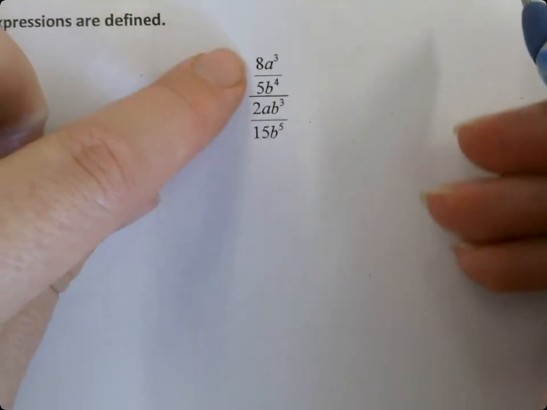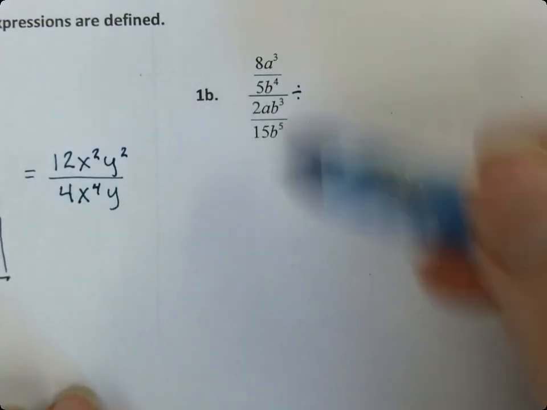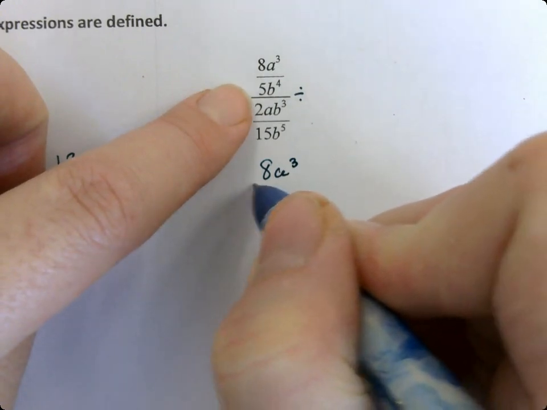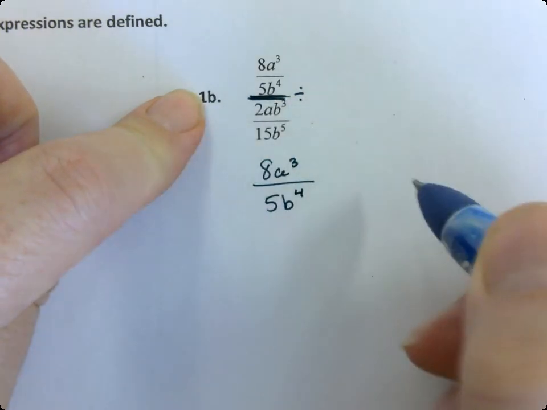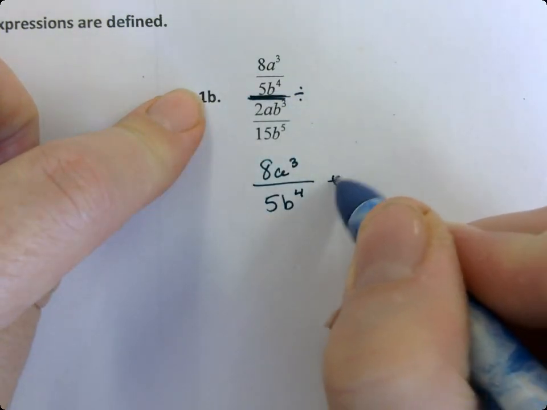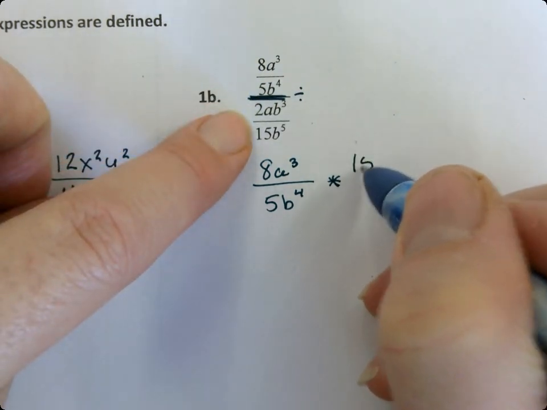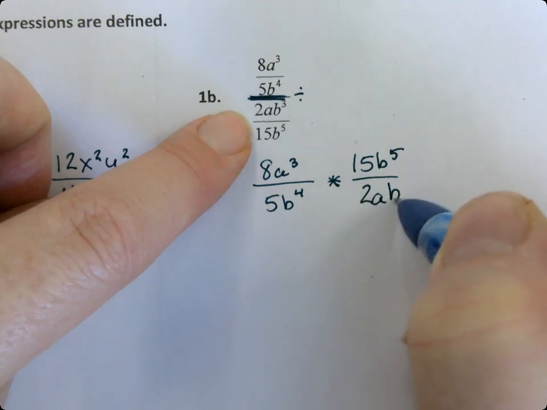All right, 1b, same idea. This is a division symbol right here. So instead of writing it horizontally, they stacked them. So I have this 8a to the third divided by 5b to the fourth. Highlight that little division symbol. We're going to change it, change the sign to multiplication, and then flip. 15b to the fifth over 2ab to the third.